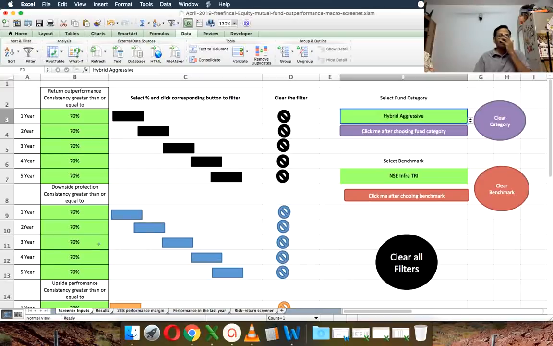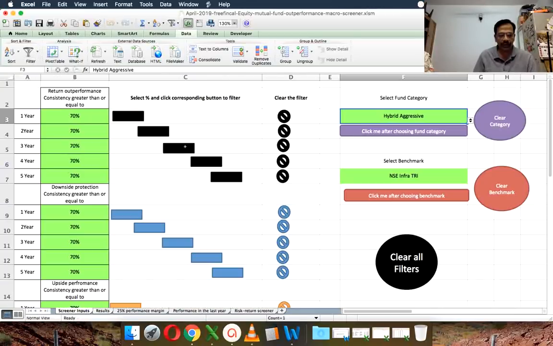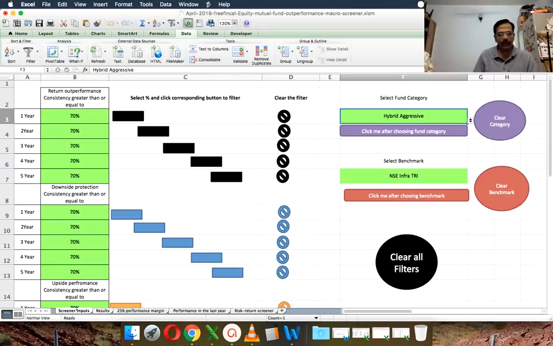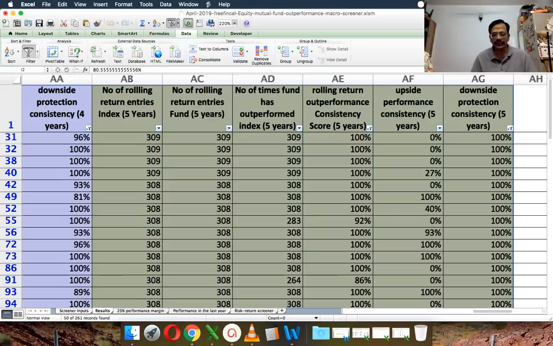Now I'm going to say that I want return outperformance consistency to be 70% or more over 5 years. We'll go back again, 4 years and 3 years. Then I want downside protection. That is, the fund should fall less than the index at least 70% of the time or more over 5 years, over 4 years, over 3 years. And that should give me a decent number of funds.